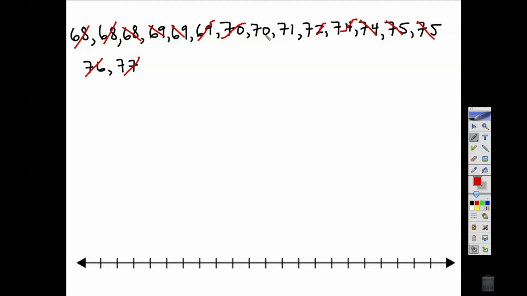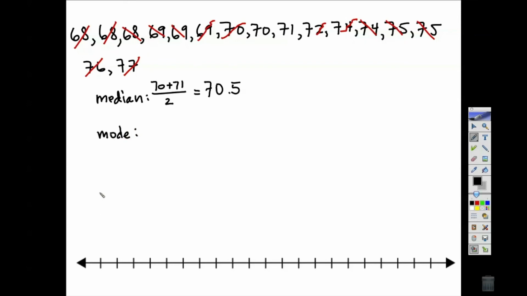All right, so if I cross these out, we have this right here. In order for me to find my median, it is the number in between 70 and 71. Mathematically, we take those two numbers and divide by 2, and that's going to give us 70.5.